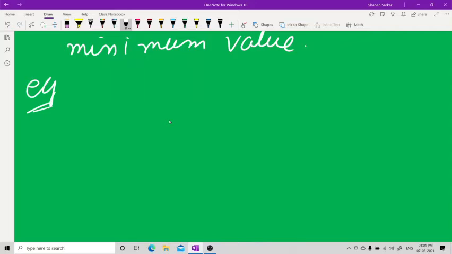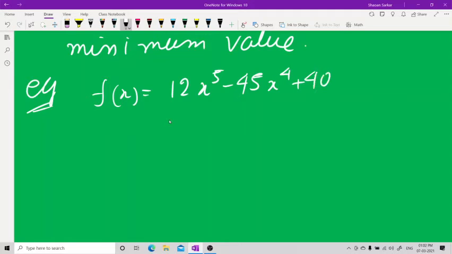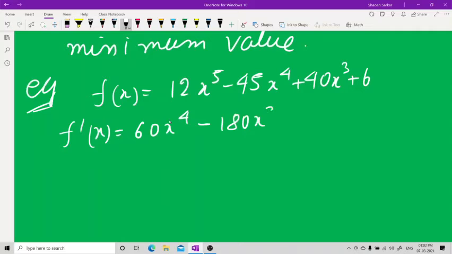Take f(x) equal to 12x to the power of 5 minus 45x to the power of 4 plus 40x cube plus 6. Then I need to find maximum and minimum values. Take the first derivative, that is 60x to the power of 4 minus 180x cube plus 120x square. Take this, you take 60x square common, you put f dash x equal to 0.